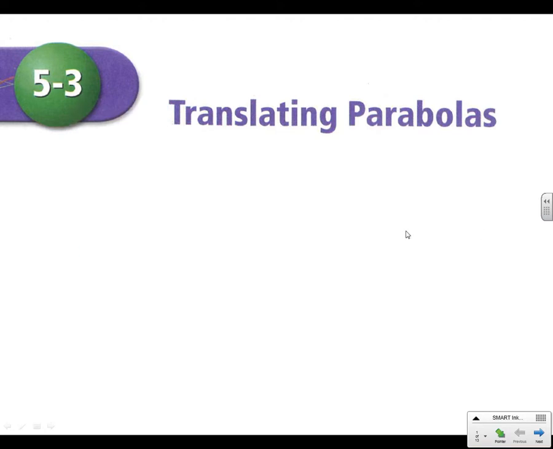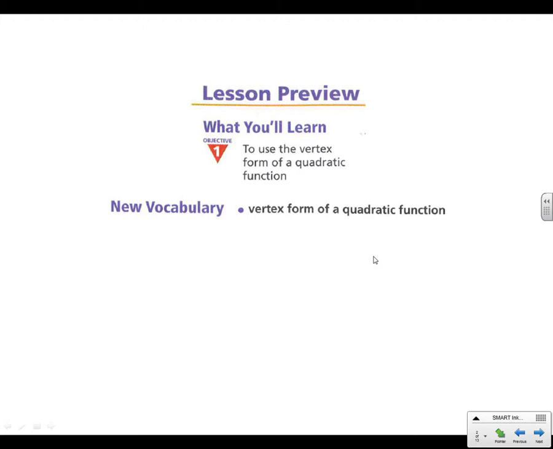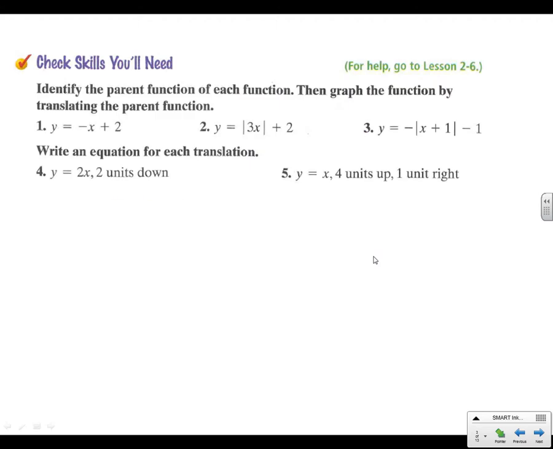Alright, let's get started with 5.3, translating parabolas. So, in this section we're going to learn how to use the vertex form of a quadratic function. And so that's our only vocab for this section, the phrase vertex form of a quadratic function. Alright, a couple skills checks, couple skills we'll need, and so let's check them first.